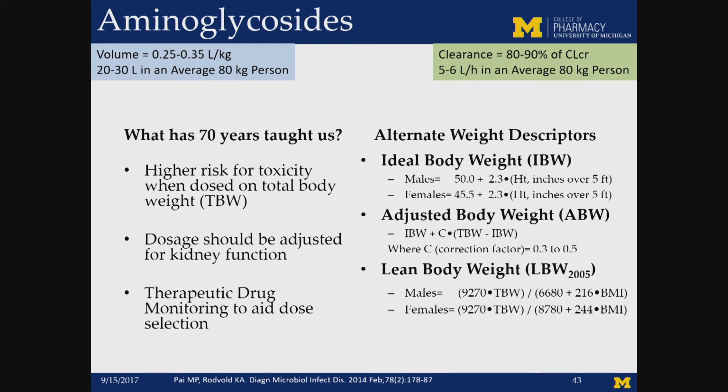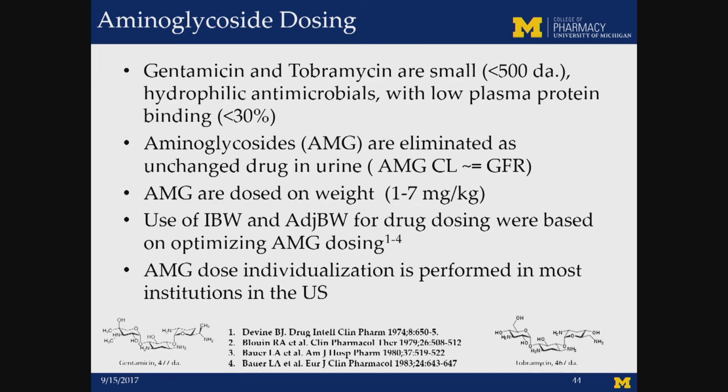In this case we also have therapeutic drug monitoring available that can allow you to modify the maintenance dose. There are several alternate body size descriptors that have been used. These drugs are relatively small in size. They have low plasma protein binding. We also know that the clearance of this drug correlates very well with the glomerular filtration rate. The dosing of this drug is based on body weight, and when you look at the literature there's a range of doses between 1 and 7 milligram per kilogram based on the indication of the drug. And again, in most institutions the dosing is individualized based on therapeutic drug monitoring.